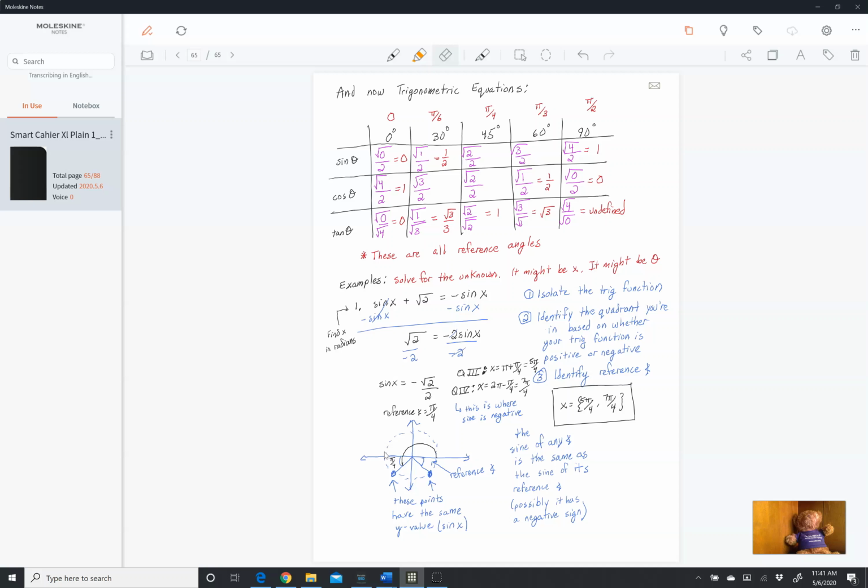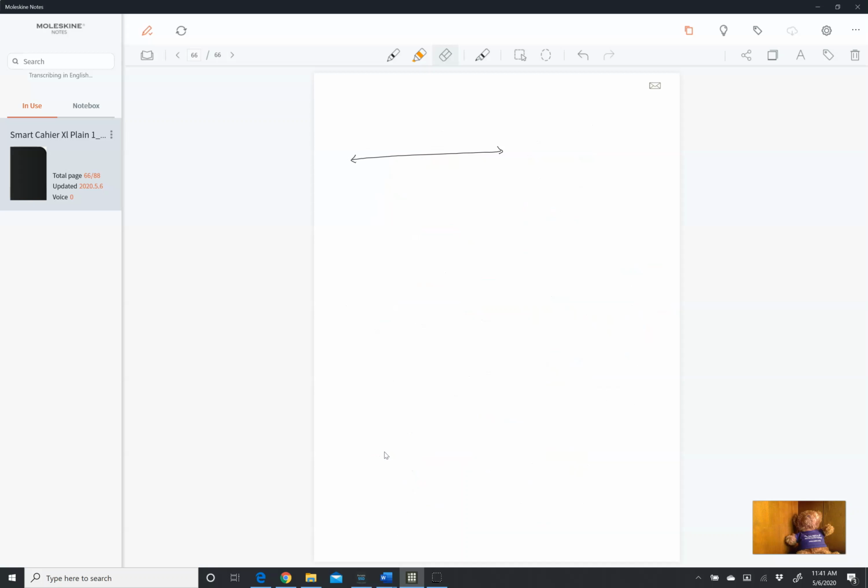Okay, so let's talk about this a little bit more. We have a reference angle here where this is pi over 4. Now we need to know, not the reference angle, we need to know what the actual angle is. We need to know this. So the question is, how do we find this? So this angle is pi over 4, but we need to start from here. So how do we do that?